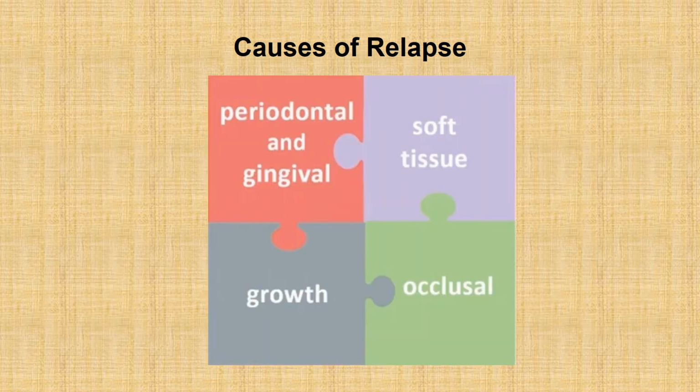Now, what are the causes of relapse? There are four or five large groups. Here the four groups are outlined. One is periodontal and gingival factors. Number two is soft tissue factors. Number three, growth factors. Number four, occlusal factors. Some investigators also mention a fifth factor, which is habits, whereas some authors include it within the occlusal factors.